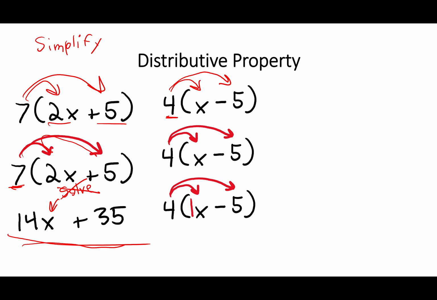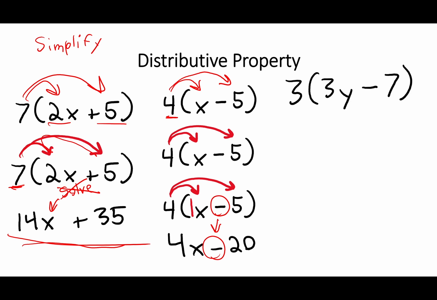4 times 1 is 4. And 4 times 5 is 20. And remember, here you had a minus sign, so you need to bring that down. Okay? Moving on to the next one.